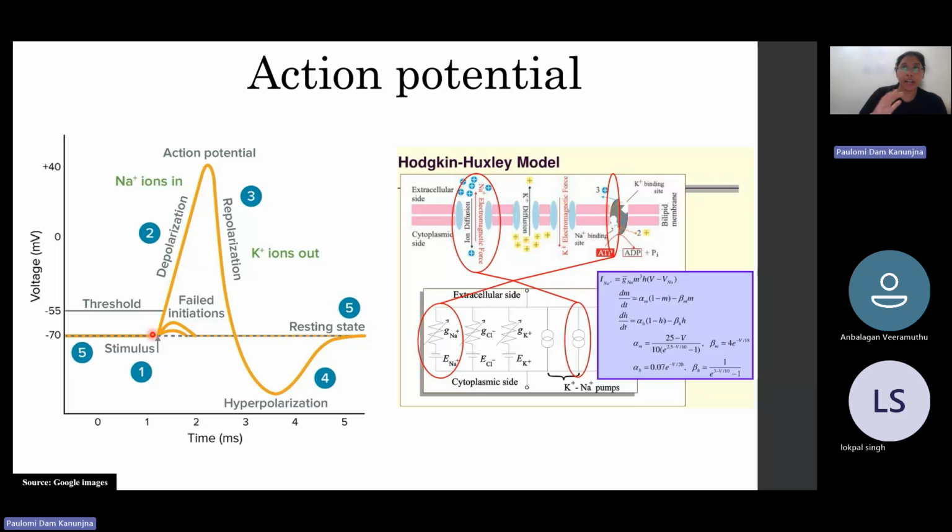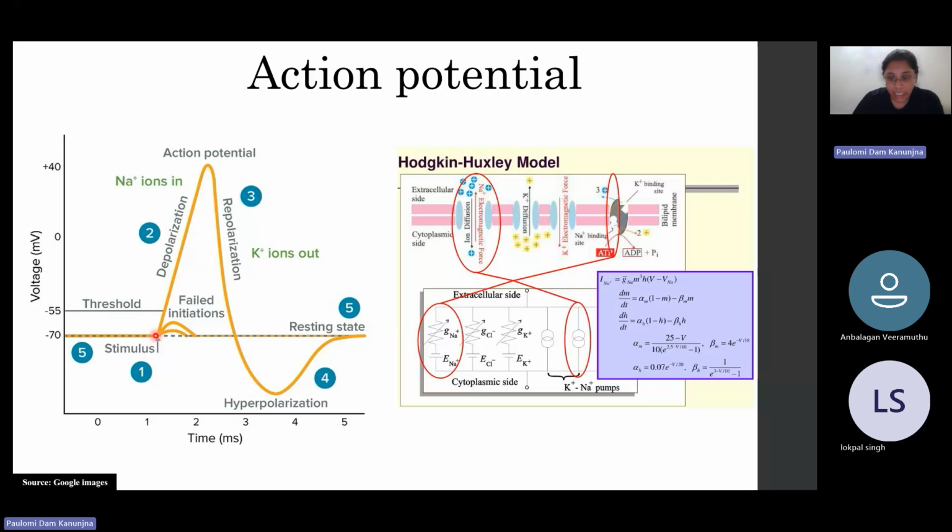Around resting potential, when cells are not excited, the voltage is minus 70 millivolts, right? At this time the neurons are at rest. And why is it minus 70 millivolts? It basically means the inside of the cell is more negative compared to the outside. It means you have more negatively charged ions inside the plasma membrane than outside the cells, right?